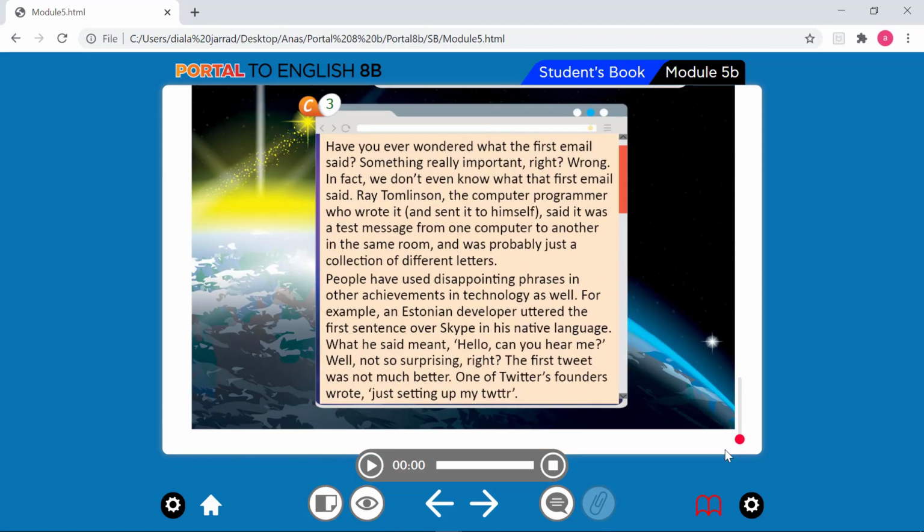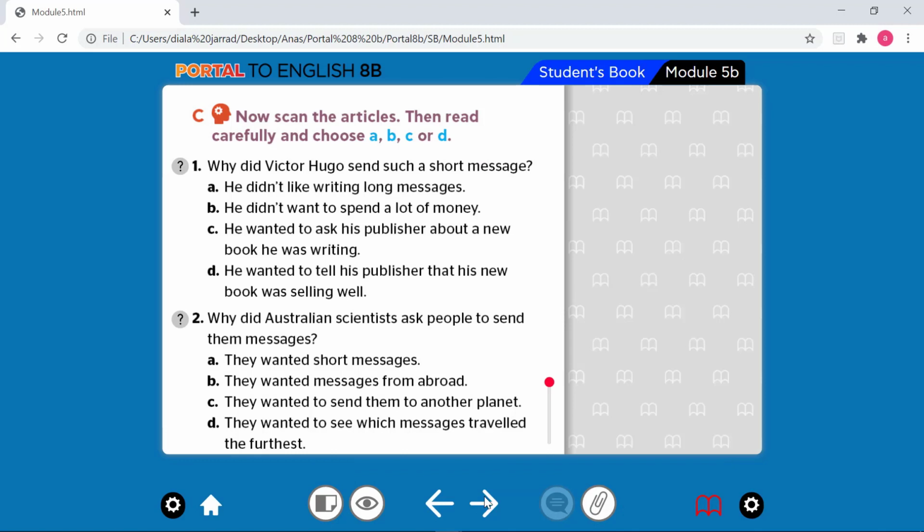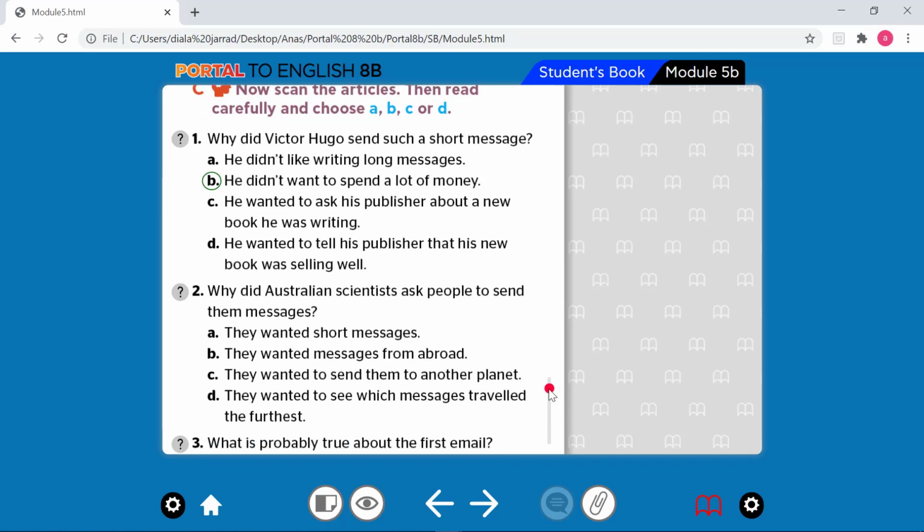Now let's go to the questions that follow reading the articles. Question one: Why did Victor Hugo send such a short message? He didn't like writing long messages. He didn't want to spend a lot of money. He wanted to ask his publisher about a new book he was writing. He wanted to tell his publisher that his new book was selling well. Actually, the answer is B. He didn't want to spend a lot of money, because sending messages by telegram was expensive.